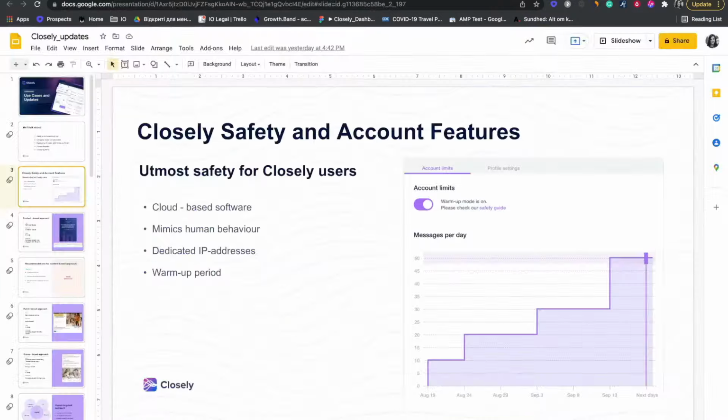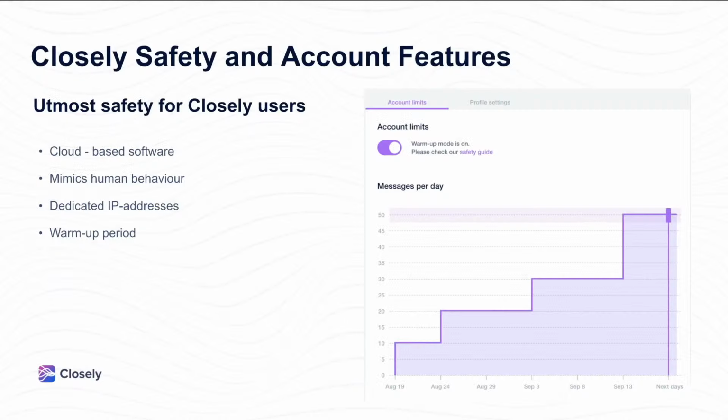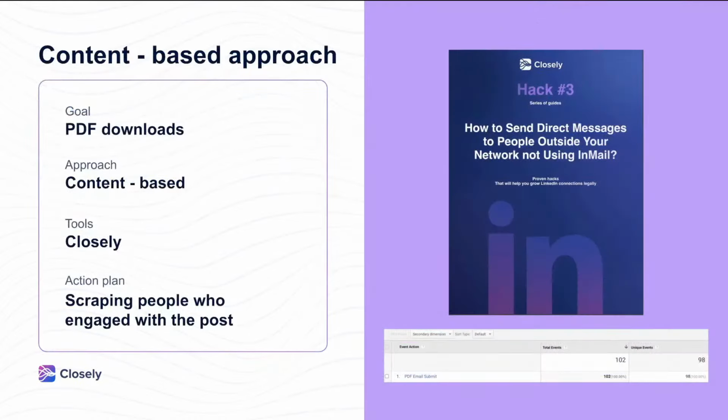So basically, the first example is about using the power of content. In our particular case, we were able to have 102 downloads of our freshly published PDF in a week using one of the recent LinkedIn posts with high engagement. Using Closely, we were able to scrape the people who engaged with this post and launch a connection campaign using a post URL as a source. As a result of this campaign, we had 102 downloads.